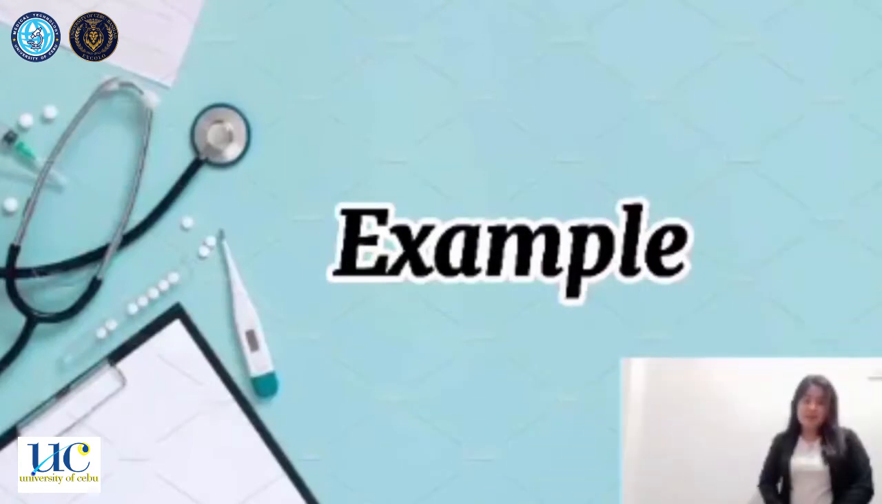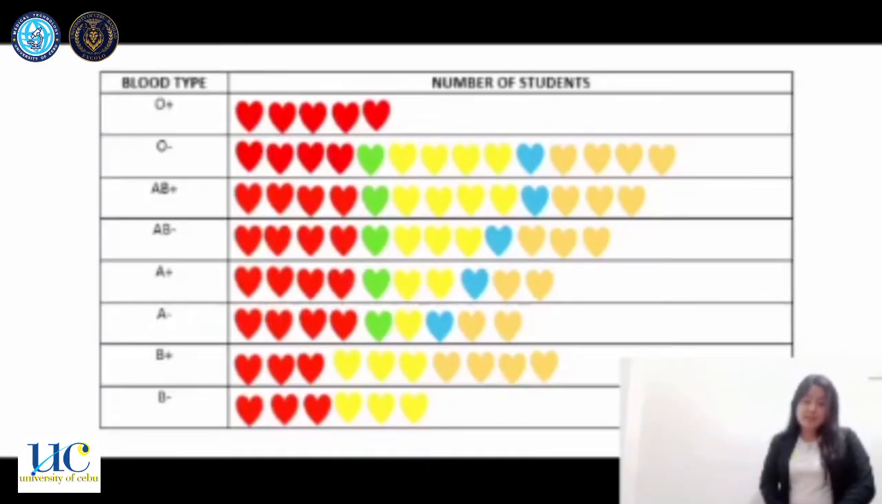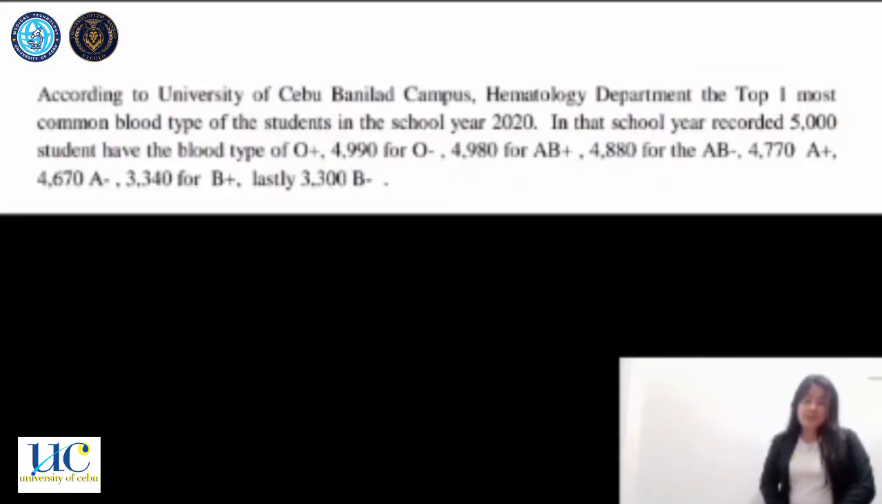Now, let's go to the example. Here is a problem that we can use to make a pictograph. And our problem is, according to University of Cebu, Banilad Campus, Hematology Department, the most common blood type of the students in the school year 2020 can be seen in the following data that was gathered. In the school year 2020, the gathered data stated that the most common blood type is O positive, which is a total number of 5,000 students.